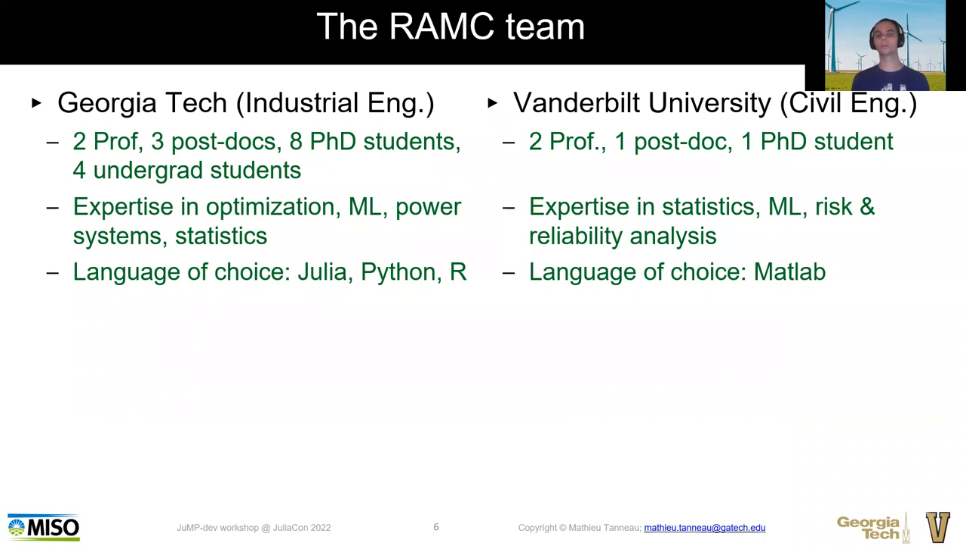So who we are: about 20 people spread across 2 universities, part at Georgia Tech, part at Vanderbilt University. We have several professors, several postdocs in the team, as well as about 15 students, including both PhD students and undergraduate students. Our expertise is varied. We have people who know about optimization, people who know about machine learning, power systems, statistics, risk and reliability analysis.